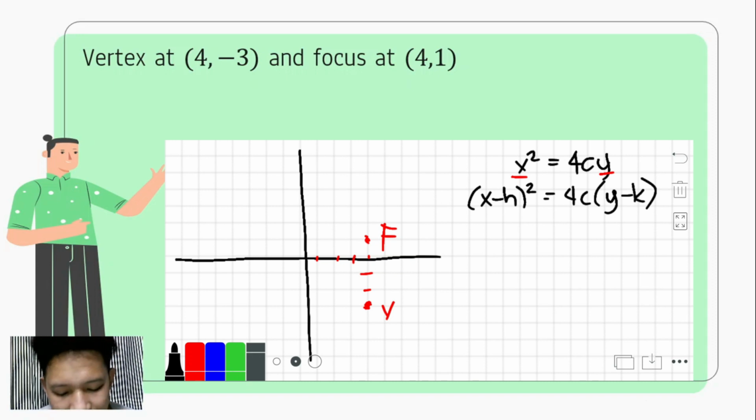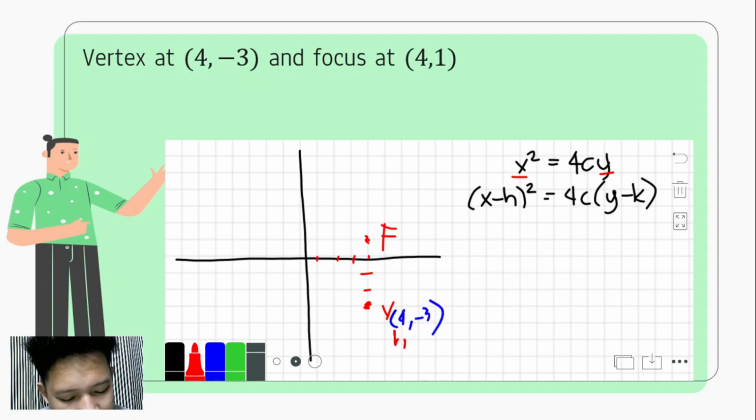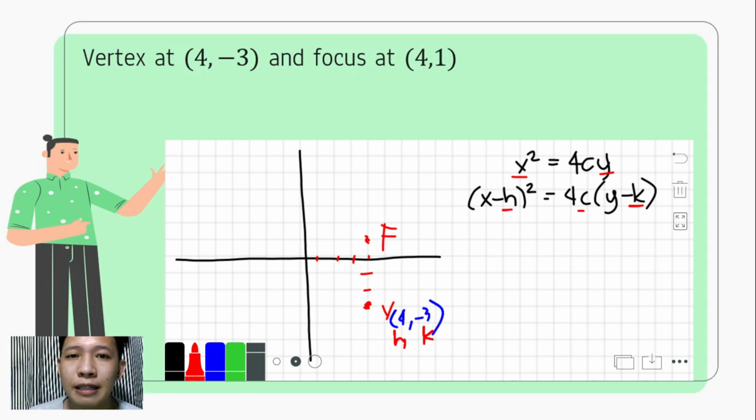Okay? Since our vertex is at (4, negative 3), hence 4 is our h and negative 3 is our k. And since meron na tayo ni h at saka ni k, ang hinahanap na lang natin is actually c. Alright. So ano pong gagawin natin? We will determine the distance between the vertex and of course the focus. So from the vertex, how many units do we have to go to the focus? So that would be 1, 2, 3, 4. Meaning, the value of c would be 4 units.